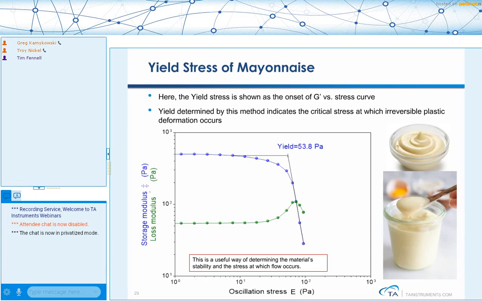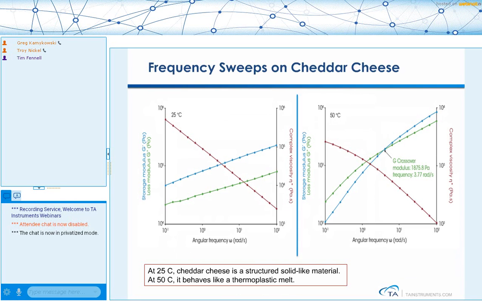Sometimes people will just use the last point at which you see linear viscoelastic behavior. So if I look at this graph, you might say the yield point is more like 20 pascals as opposed to 53.8. But if you report a dynamic yield stress, it's important that you describe how you obtained that yield stress.